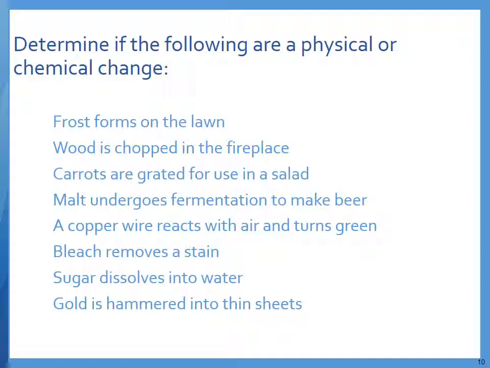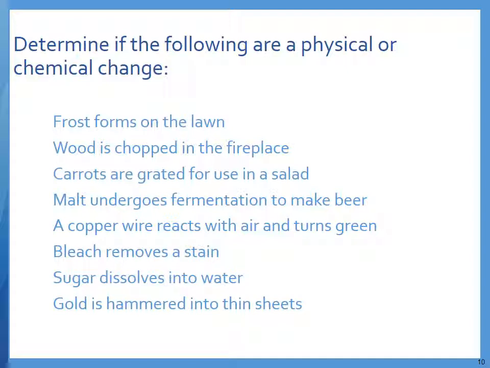Malt undergoes fermentation to make beer. Well, fermentation is a process where the malt reacts with something else to give us alcohol. So that is a chemical change. A copper wire reacts with air and turns green. Well, again, the word reacts should signal that that is a chemical change. Bleach removes a stain. This is also a chemical change. The bleach is doing something to the stain and changing it into something else.